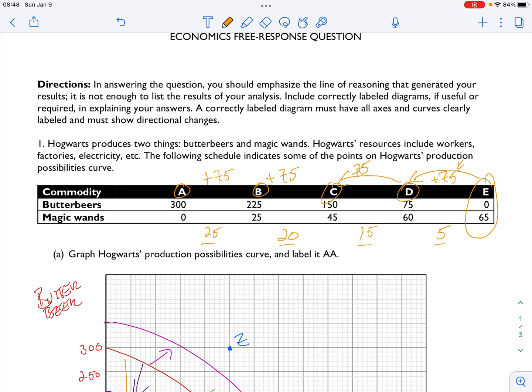Magic wand production also shows increasing opportunity cost. As you produce more and more magic wands, moving from A to B to C to D to E, each magic wand gets a little bit more expensive to produce.